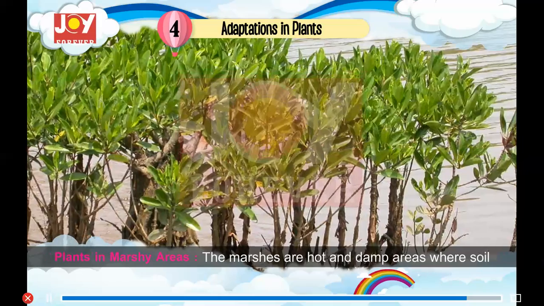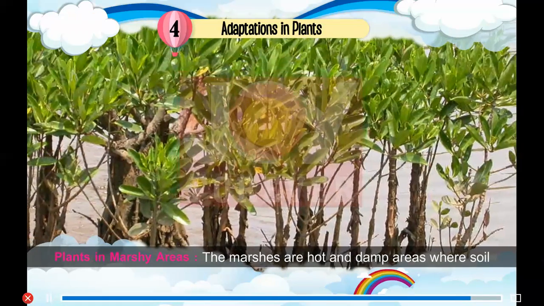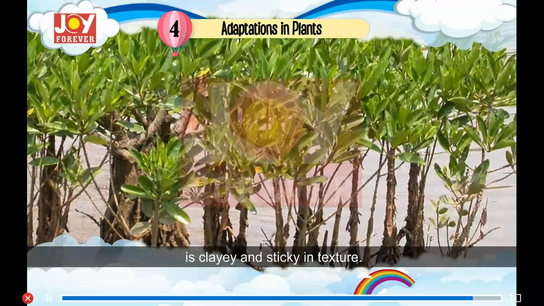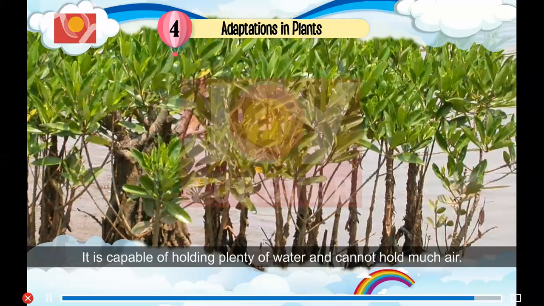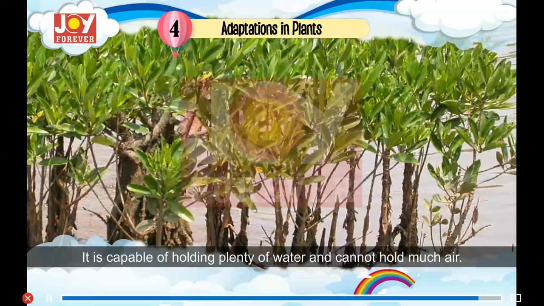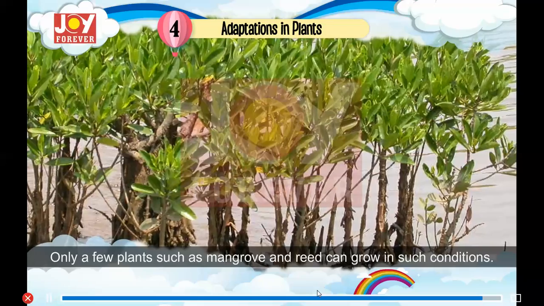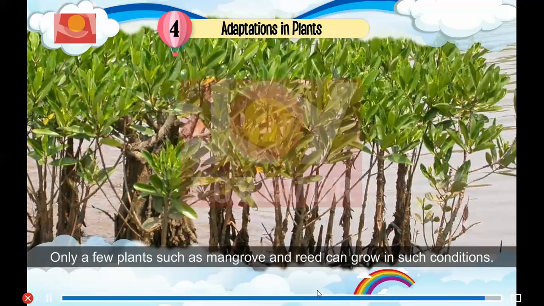Plants in marshy areas. The marshes are hot and damp areas where soil is clayey and sticky in texture. It is capable of holding plenty of water and cannot hold much air. Only a few plants such as mangrove and reed can grow in such conditions.